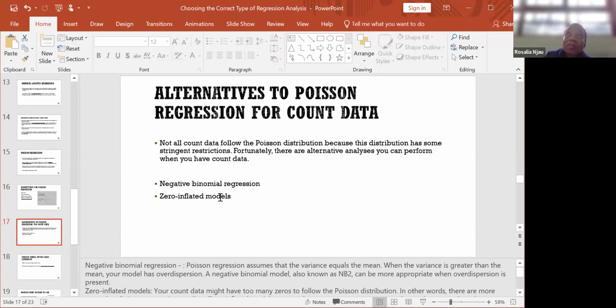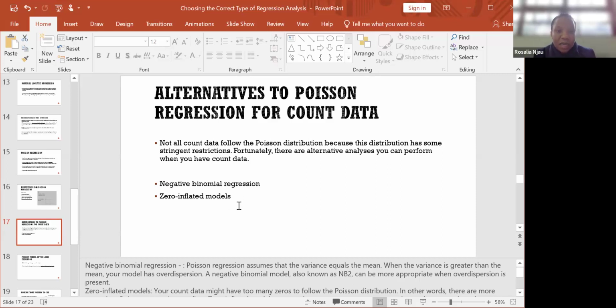Now, after testing for the assumptions, if you find that there is a constant baseline hazard, then it's okay. But most of the time, that is not the case, and not all data follow a Poisson distribution. So fortunately, there are alternatives you can use when you have count data. We have negative binomial regression, zero inflated models, and others we'll see as we move on.